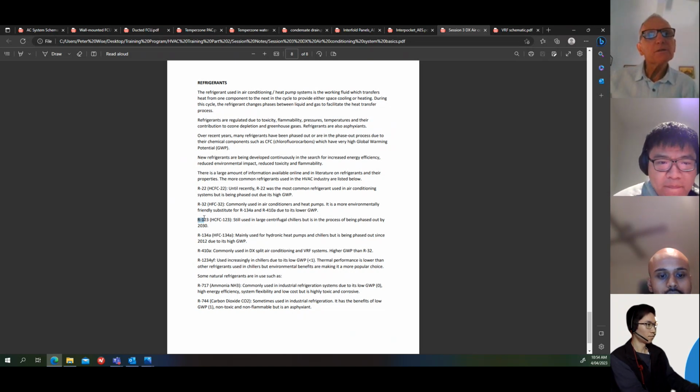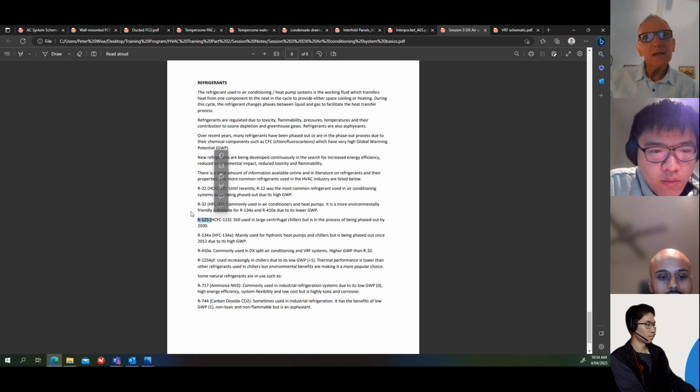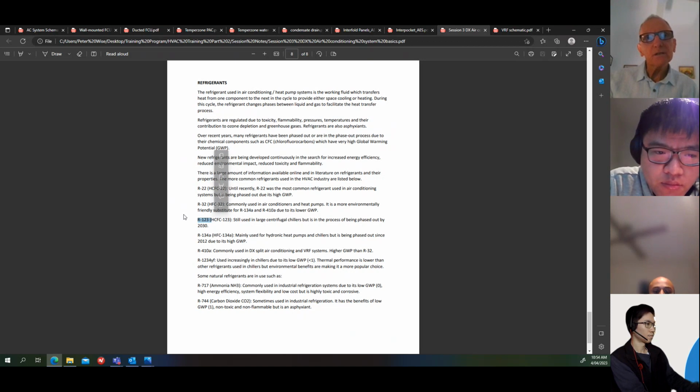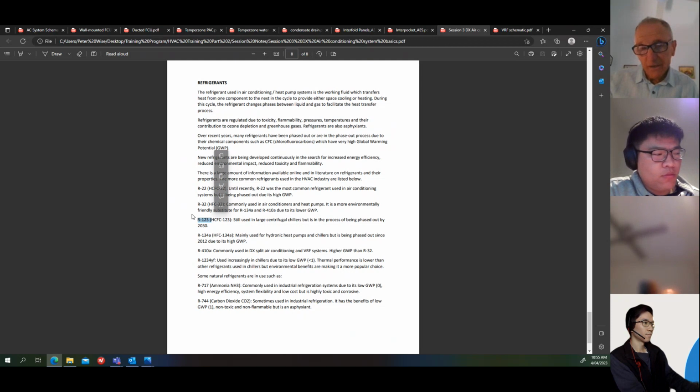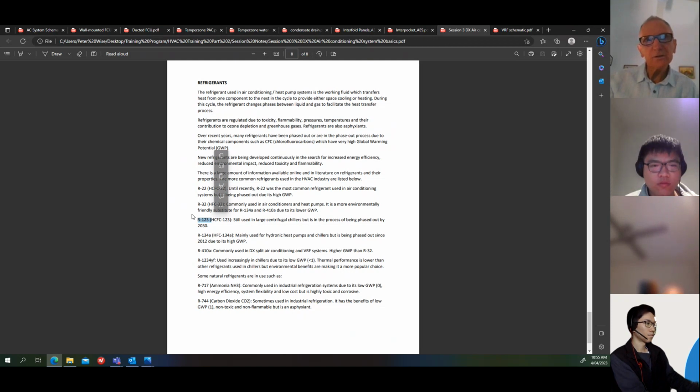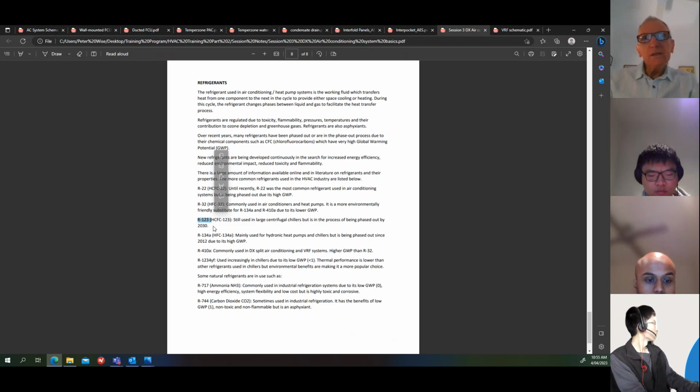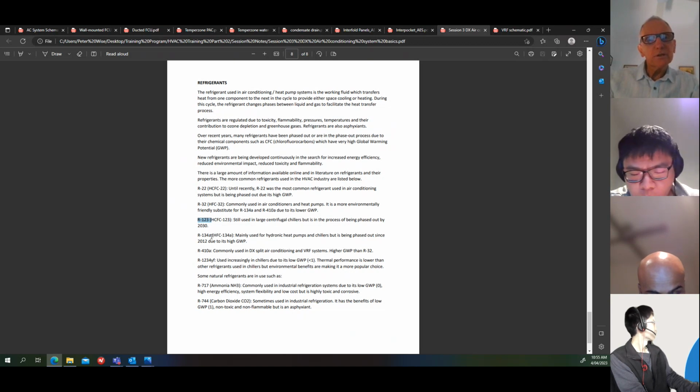R123 is mainly used in large centrifugal chillers, Trane in particular. Last time I worked on a Trane chiller, it was R123. That may have changed. Things keep changing all the time, so you need to be aware of what the refrigerants are. It's in the process of being phased out by 2030. So they've got to work up something new.